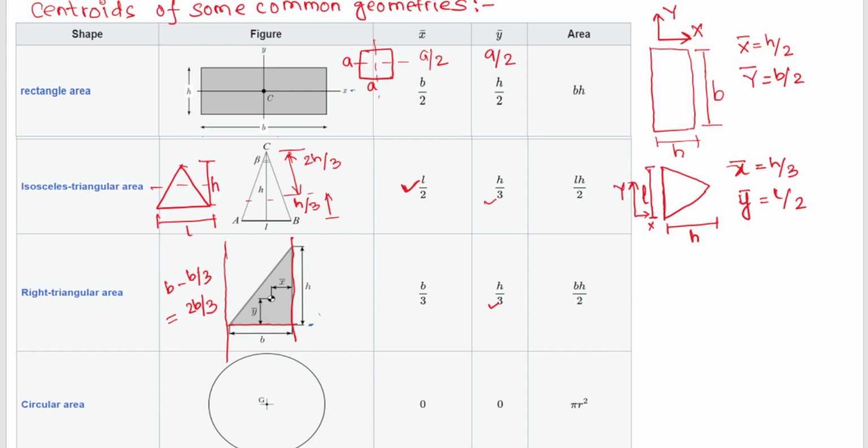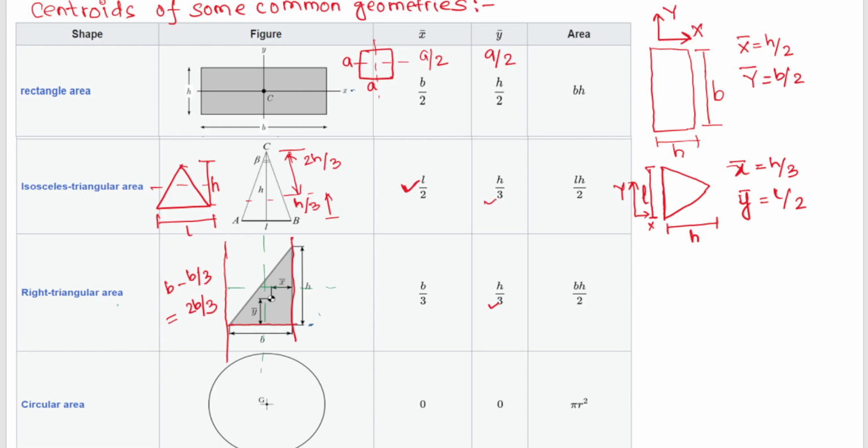So because in a right angle triangle, we cannot have an axis of symmetricity. There is no way that you can fold this geometry in any way that the top part is coincident with the bottom part or the right part is coincident with the left part.